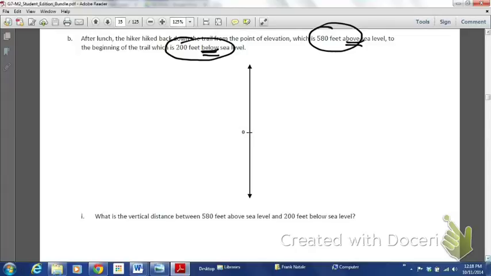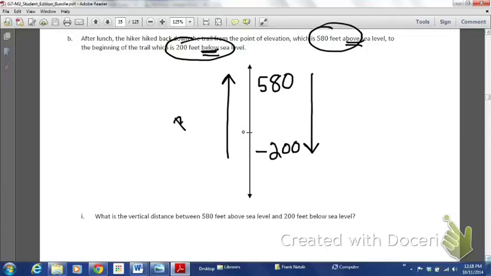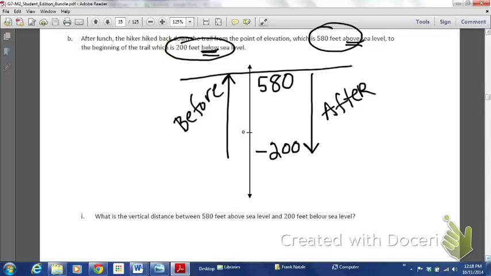Okay, but if we just did this, he is at 580. This is our positive 580. So then after lunch, he is going to move down to negative 200 where he started. Okay, so before lunch he went this way. After lunch he went that way. So here's before, here's after. Okay, and pretty obvious, you can see that they're exactly the same. By looking at it in this way, they look exactly the same.